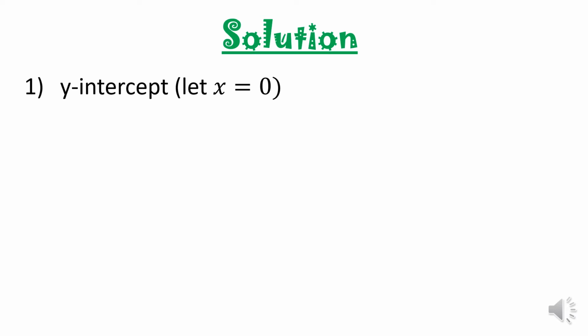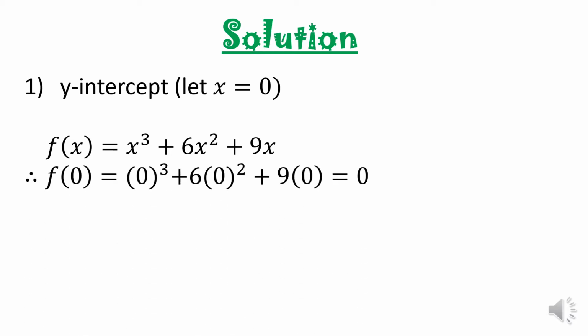So, we have to let x equal to 0. We then substitute x is equal to 0 into our original function. So f of 0 is equal to 0 cubed plus 6 times 0 squared plus 9 times 0, and that gives me 0. So my y-intercept is therefore (0, 0).